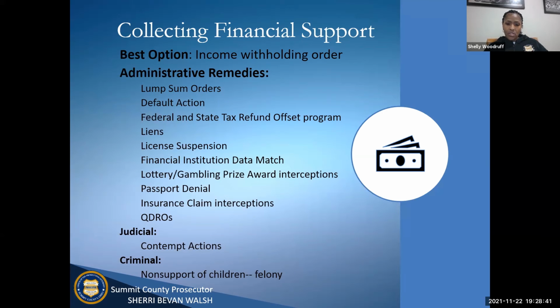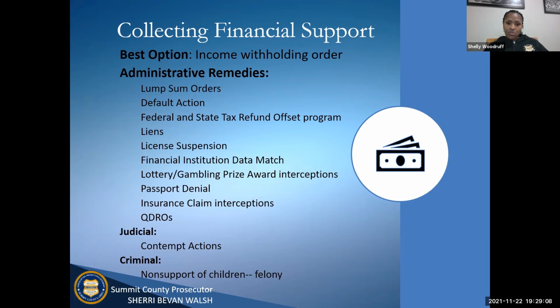Insurance claim interception, if a person is due to receive a settlement from the insurance company, then we can intercept those. The QDROs, those are reports that we receive. So we may be notified of someone's estate, or we may be notified that someone's getting a large amount of money on these reports, then we can intercept those as well.